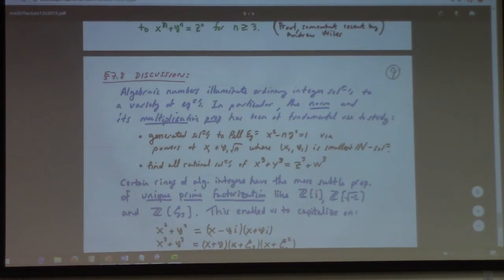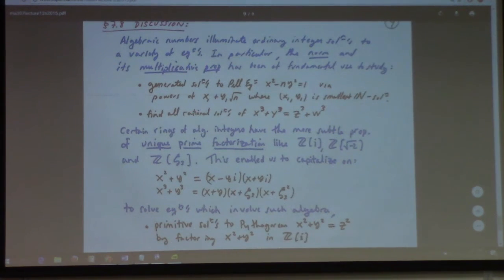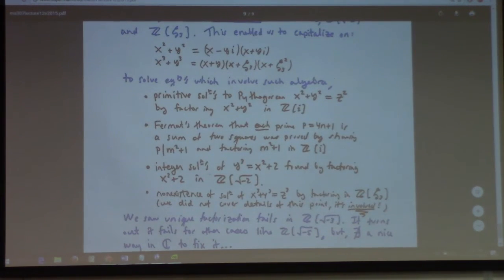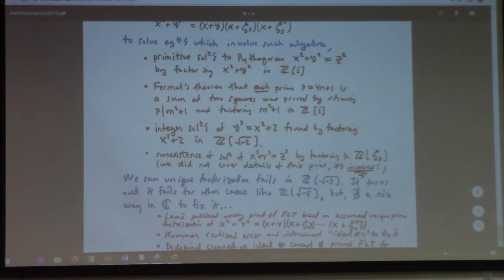So let me see. Let's try to recap here. Last time we saw that these sorts of numbers were helpful for understanding Pell's equation, right? We were able to find rational solutions using this Z adjoin square root of minus 2. Gaussian integers, of course, are useful for studying primes of a particular form. The Eisenstein integers solve this other problem here.